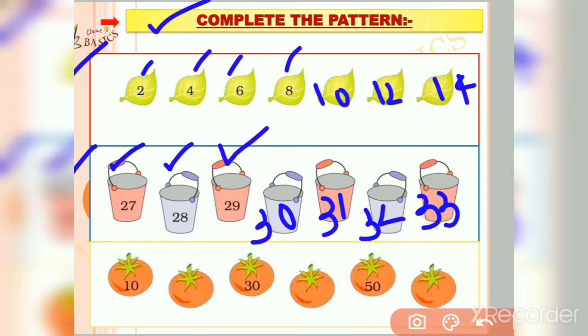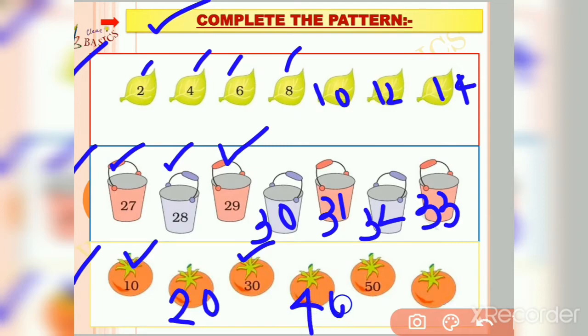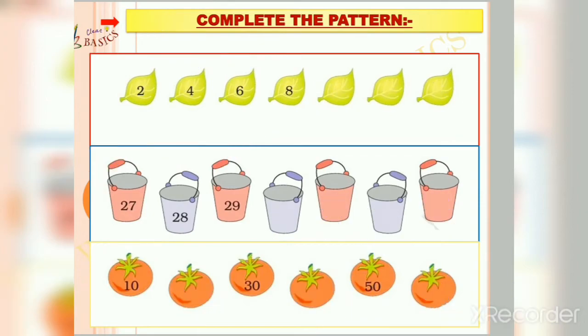In the last series, we can see there are many tomatoes. Observe this carefully friends. The first number is 10. So what will be the next missing number? Yes, 20. Then 30, then 40, then 50. And the last missing number will be 60. Friends, I hope you all have enjoyed this lesson.